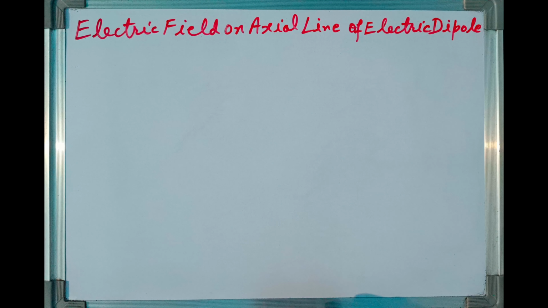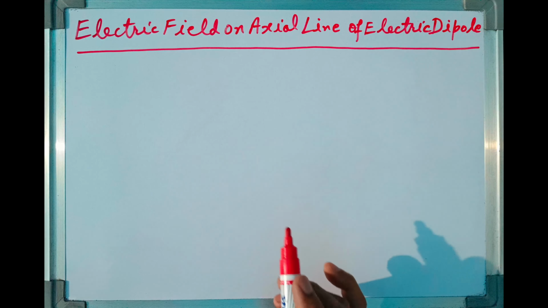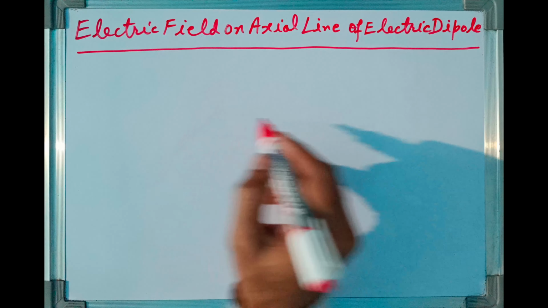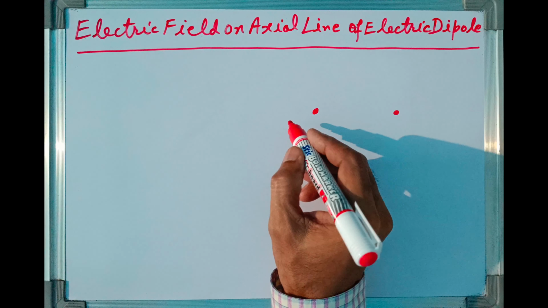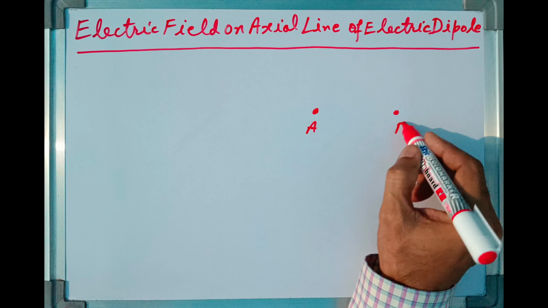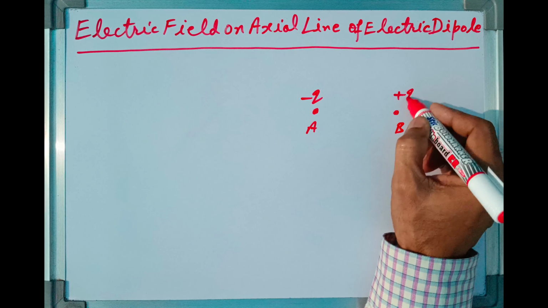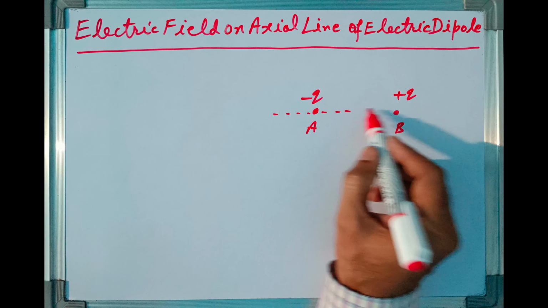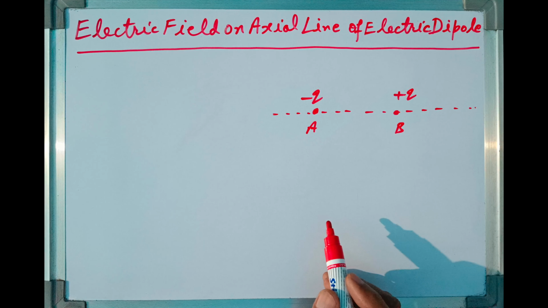In this lecture, I will share how to derive an expression for electric field at a point on the axial line of an electric dipole. Let us consider an electric dipole AB, where minus Q is the charge at point A and plus Q is at point B. As we know, this line joining both the poles of the electric dipole is called the axial line.